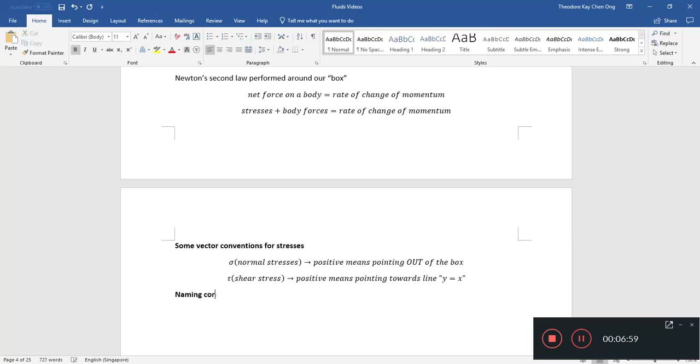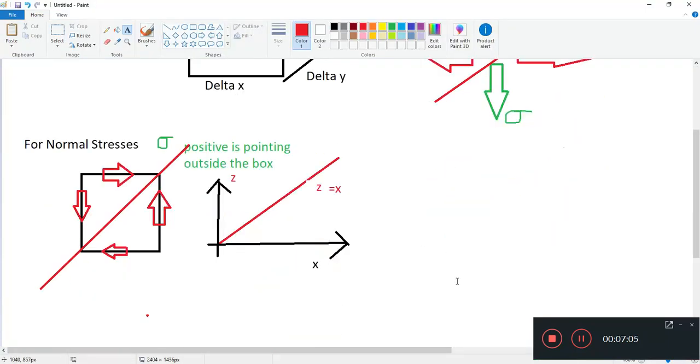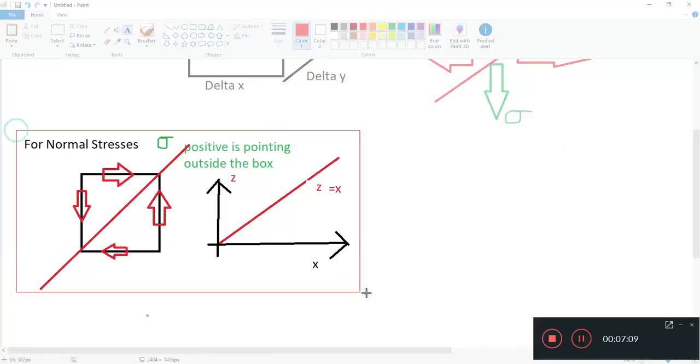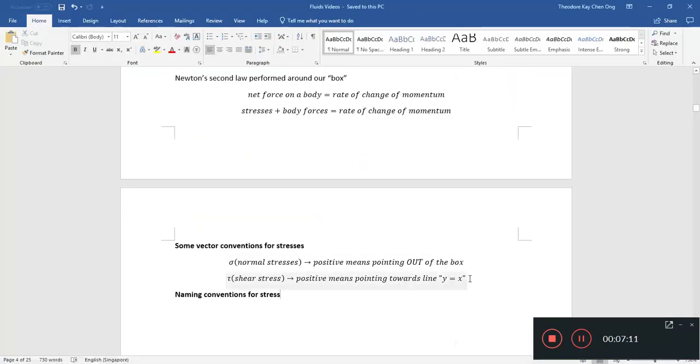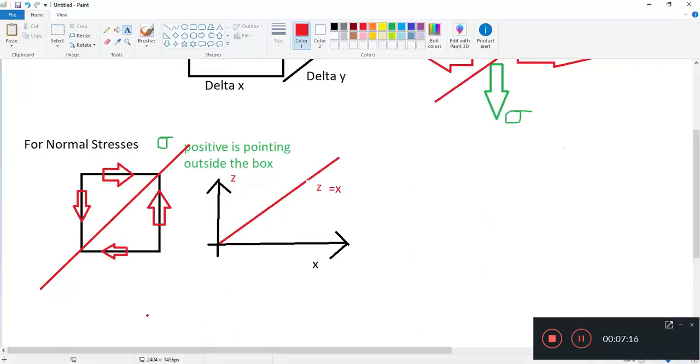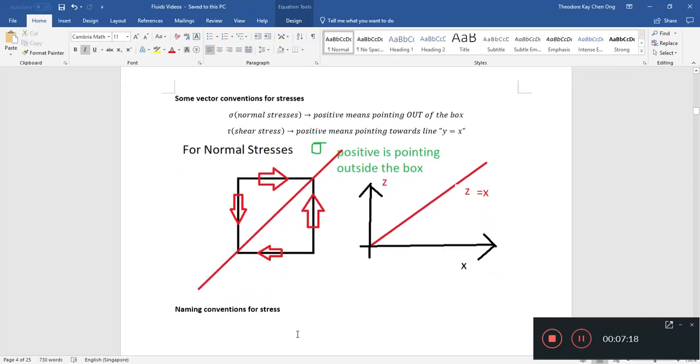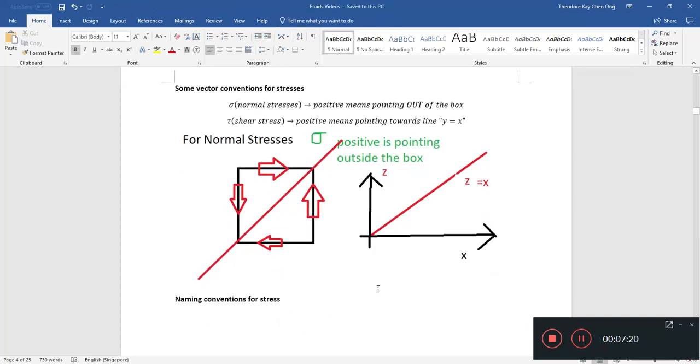Okay, so let's write down naming conventions for stress. I'm just going to copy this over here so that there's a diagram of reference next time we look back. Now this is yet another small thing, kind of a headache, an annoying thing that you have to learn.